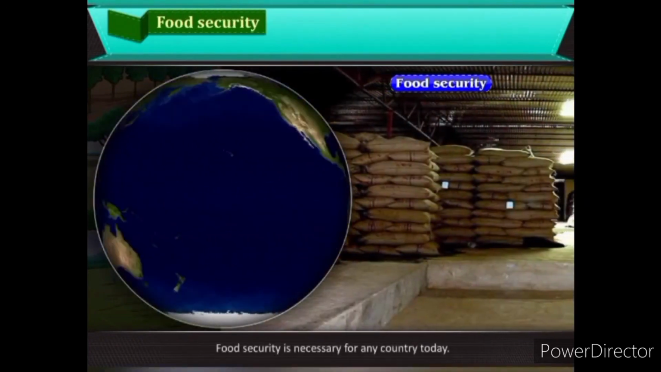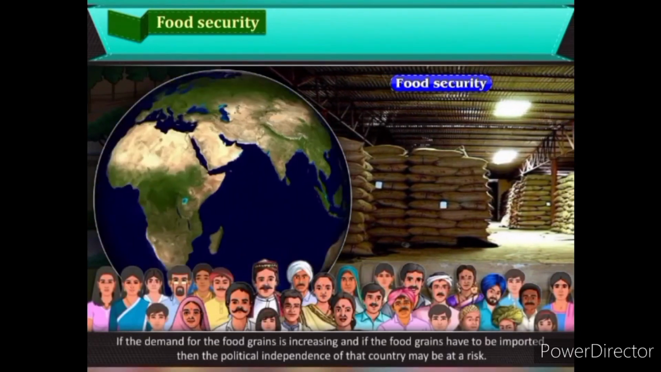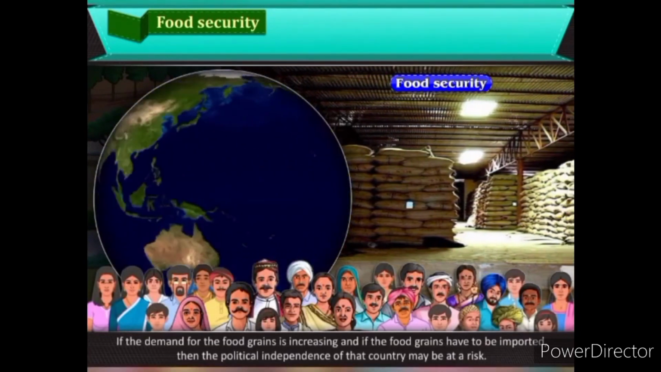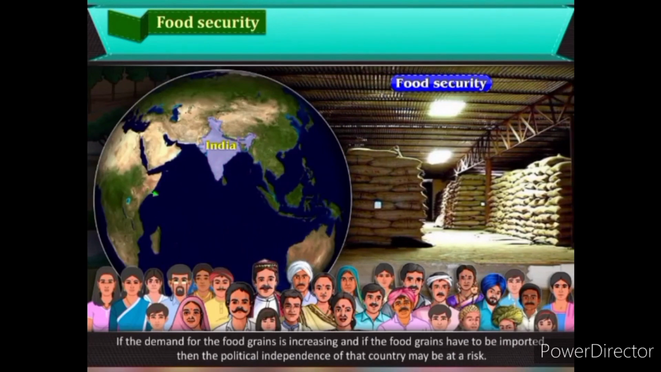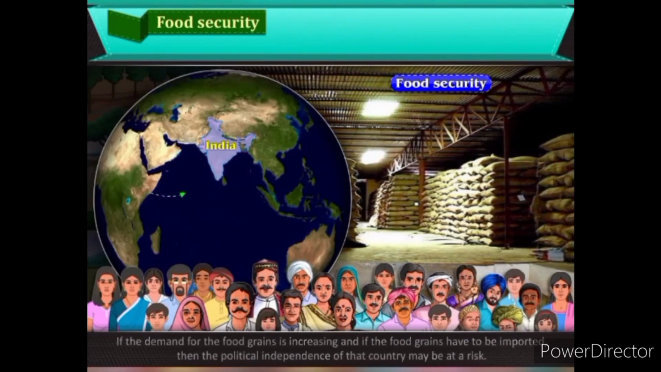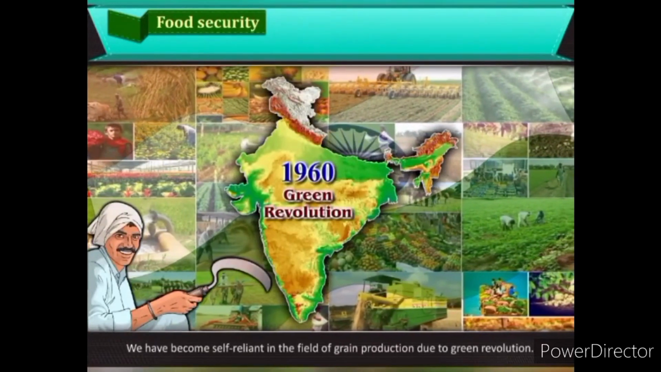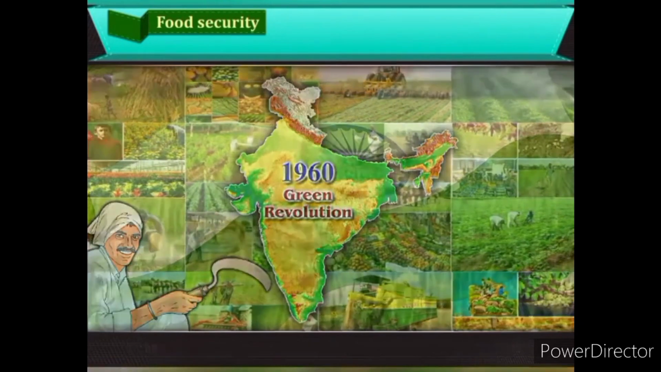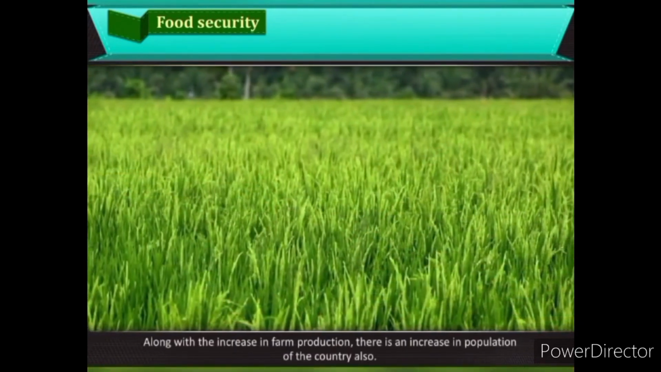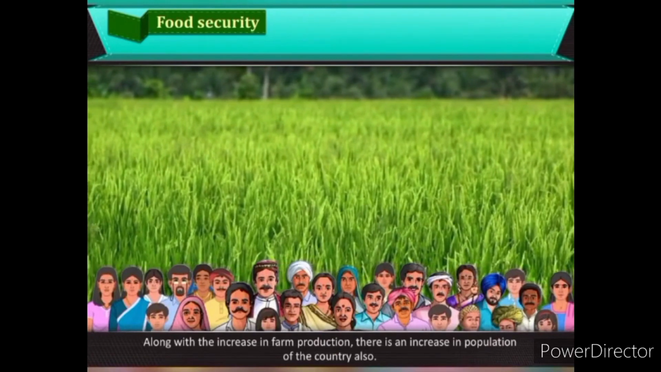Food security. Food security is necessary for any country today. If the demand for food grains is increasing and if the food grains have to be imported, then the political independence of that country may be at risk. We have become self-reliant in the field of grain production due to the Green Revolution. Along with the increase in farm production, there is an increase in the population of the country also.